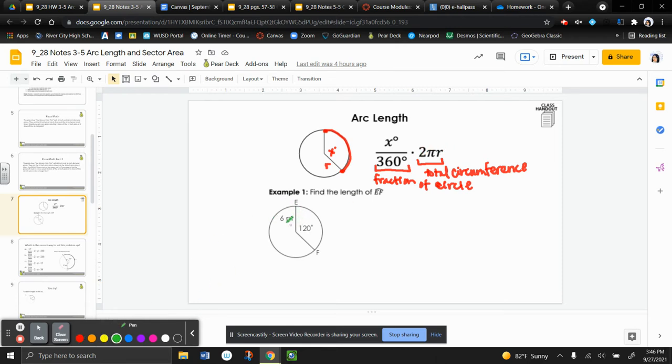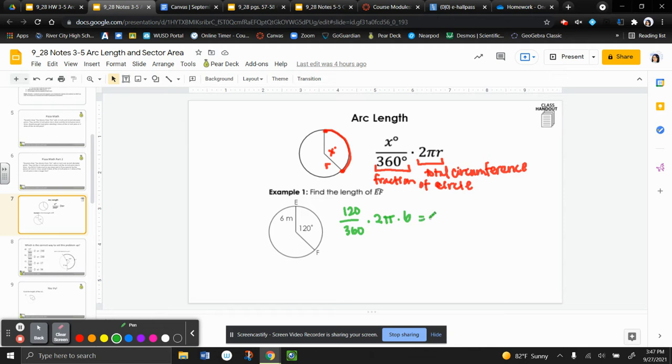So looking at example 1, in this case it says find the length of EF. Okay, so find the length of EF. So first thing, it's going to be the fraction of the circle. So it's going to be 120 over 360 times 2 times pi times your radius, which is going to be 6.